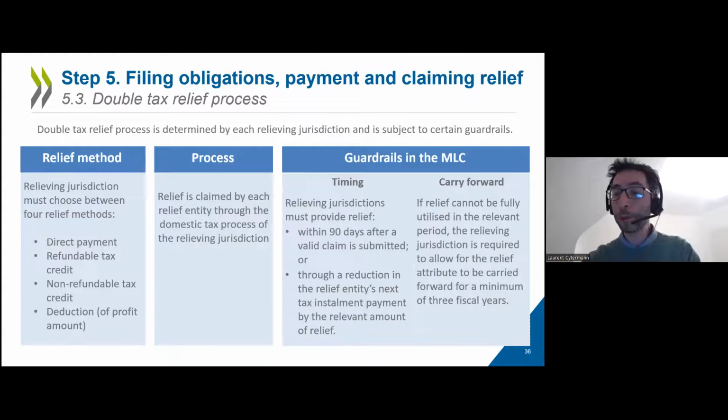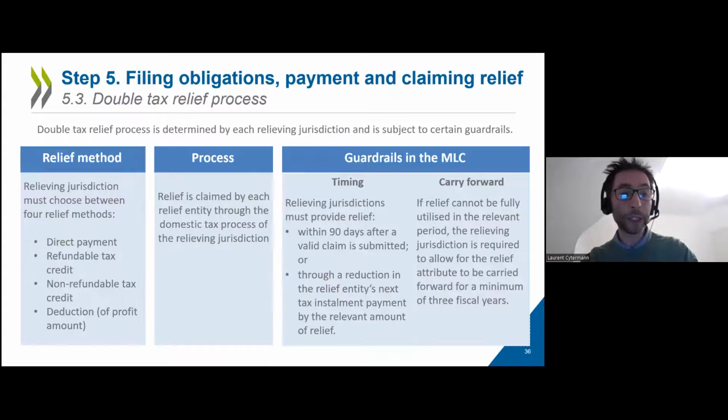Just to pick one of the questions that has been asked in the Q&A, what happens in case one of the relieving jurisdictions is not a party to the MLC? In that case, it will not have, of course, any obligation to provide relief because it's not party to the MLC. And then the Amount A that is allocated to market jurisdictions is correspondingly reduced with respect to the proportion of relief for this non-participating relieving jurisdiction.